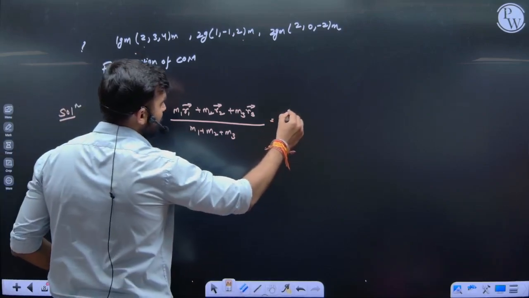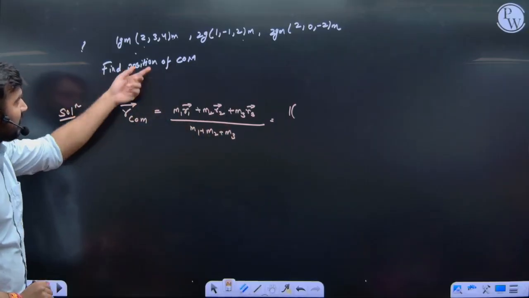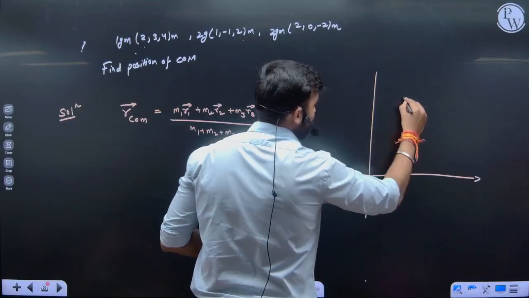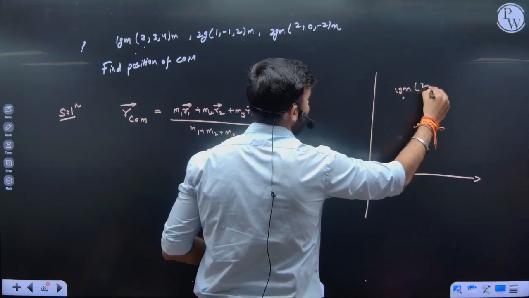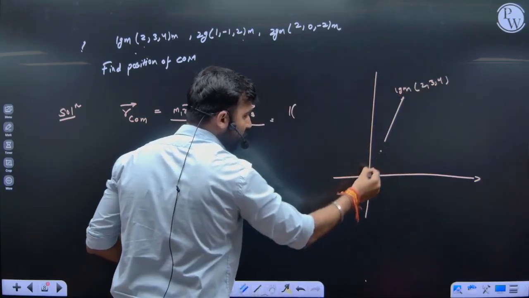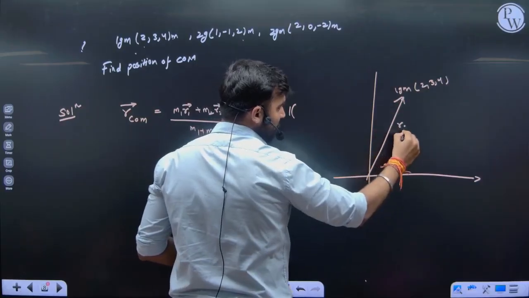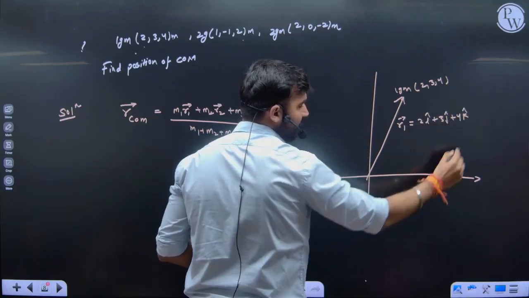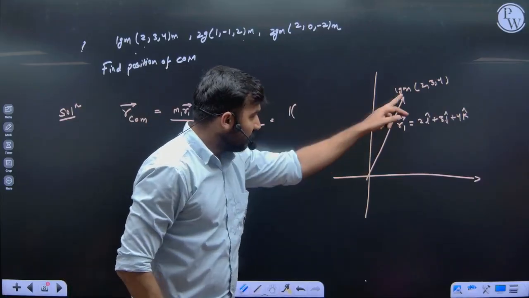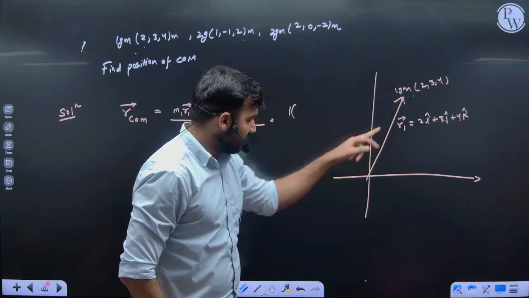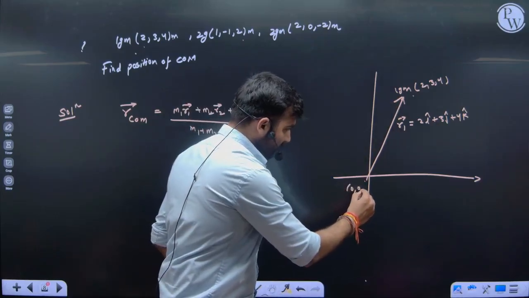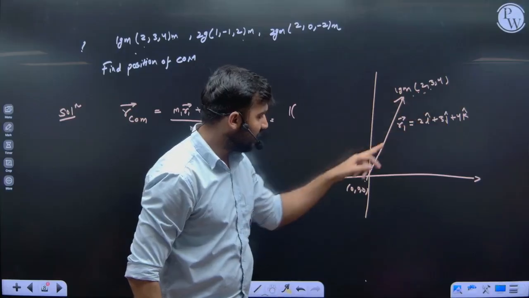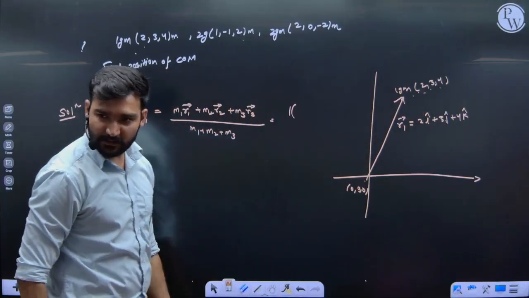m1 is 1 gram, so directly I am writing 1, times the r1 vector. This is some coordinate. This is 1 gram and its coordinate is 2, 3, 4. Can you write this vector if you know the coordinate? How will you write? 2 i cap, 3 j cap, 4 k cap. In work energy power, many times I told you, the final vector is final minus initial: this minus the origin 0, 0, 0. So 2 minus 0 is 2 i cap, 3 minus 0 is 3 j cap, 4 minus 0. This way you can write a vector.